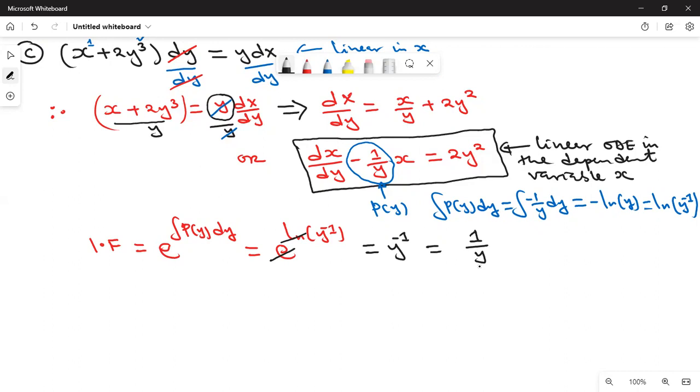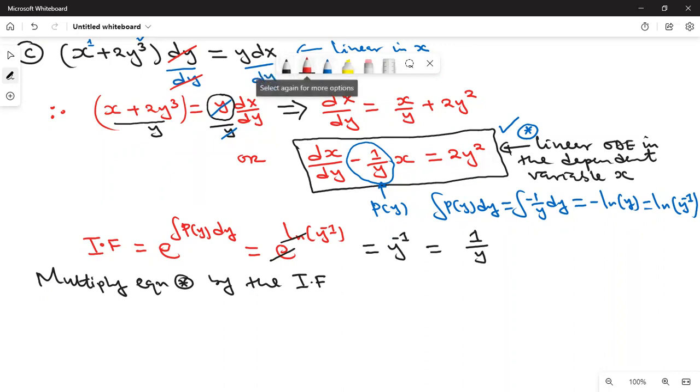So once you've found the integrating factor, the next thing is to multiply the ODE, the one we are calling equation star, by the integrating factor. So when you multiply, what do we get? It will be 1 over y times dx over dy minus 1 over y squared times x is equal to 2y squared times 1 over y. That will be 2y.